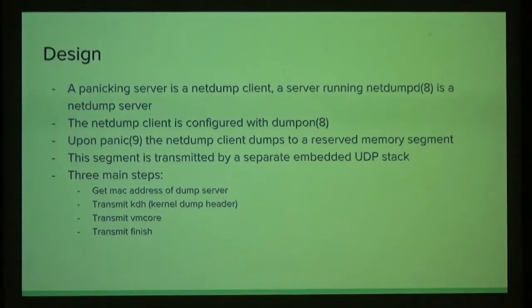So upon panic, the netdump client dumps a little bit at a time to reserved memory pages that you're not using, so you don't overwrite the memory that you're intending to dump. And then you start up a UDP stack that slowly shoots out UDP packets toward your netdump server. There are 3 main steps. You give dumpon an IP address. Once you crash, the UDP stack tries to figure out the MAC address of the IP you gave it. Once it has that, it starts transmitting the header. And then once that's done, the core itself, and then one final packet to say, hey, I'm done.